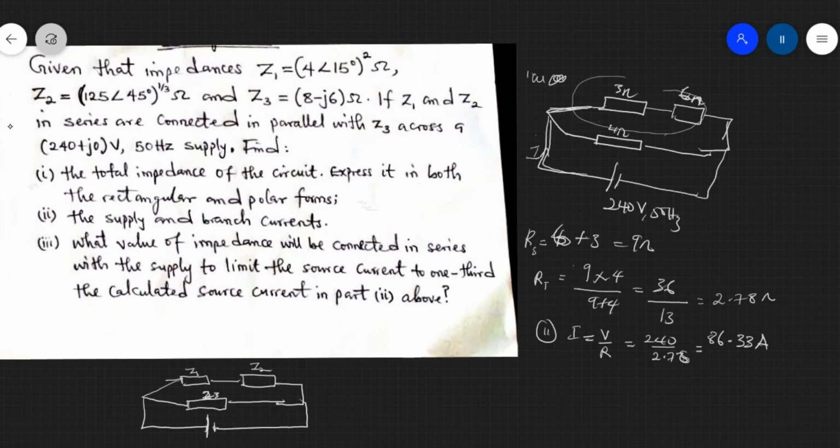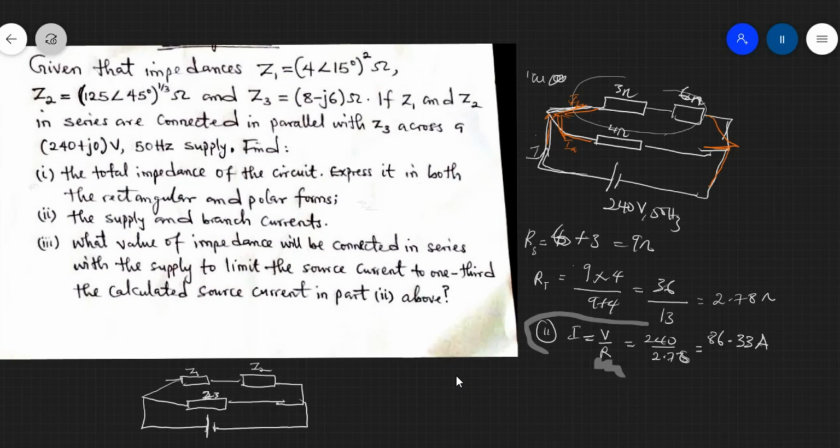Now, to find the supply and branch current, the supply current is already this. To get the branch current, when this current comes here, it's going to split. So I'm going to have IA, and can I call here IB? It's going to branch here, and at the end the current is going to meet back in this place to give me 86.33. Do you get the idea?